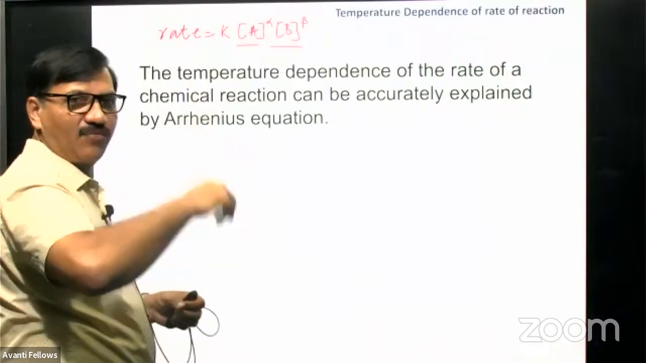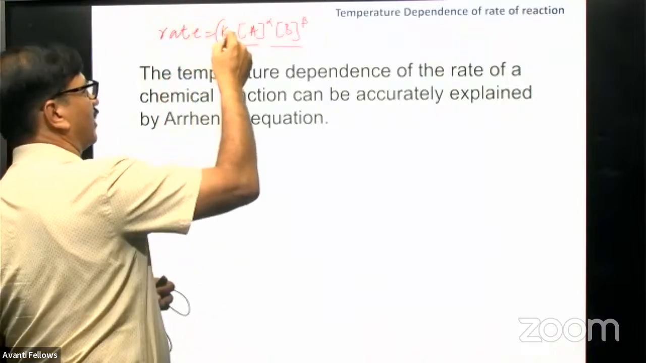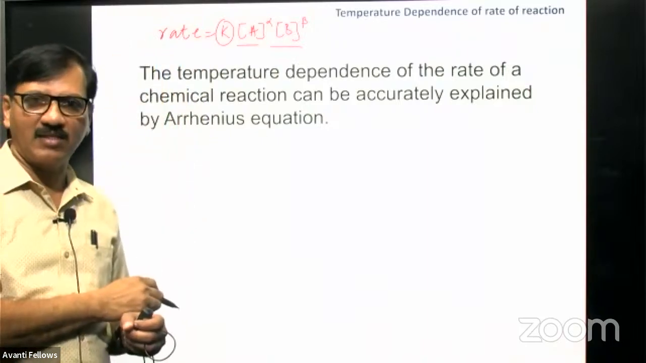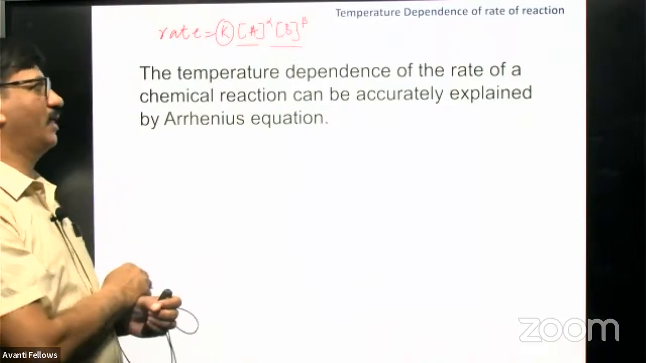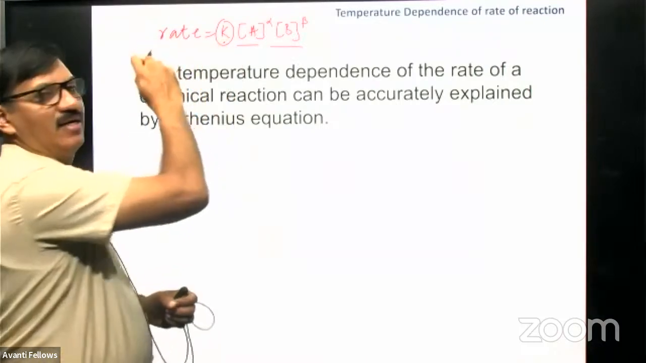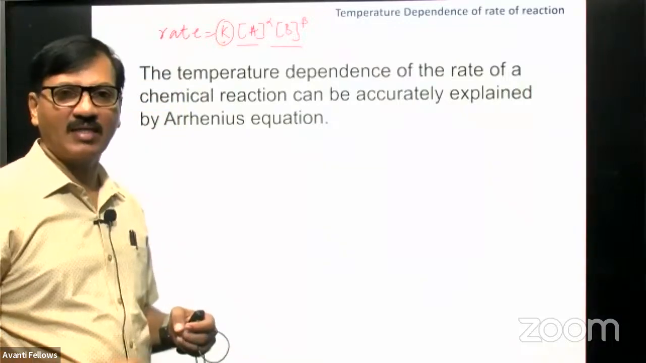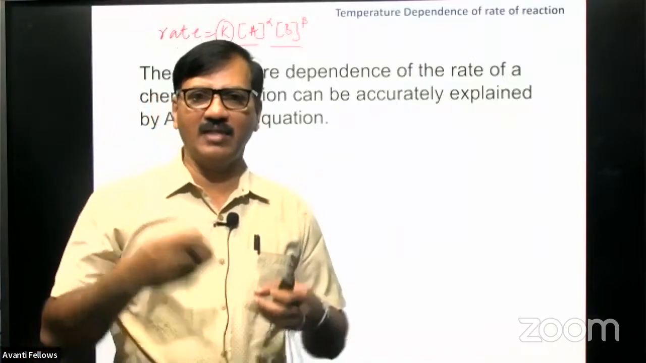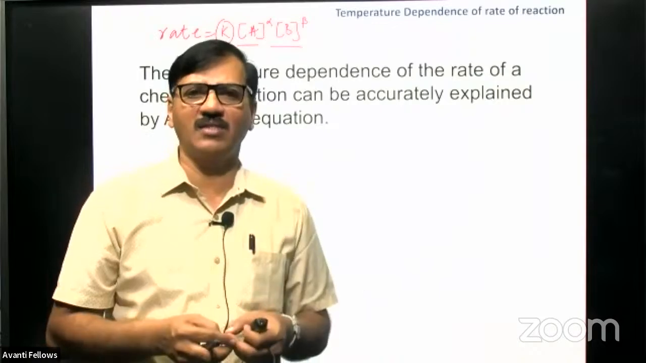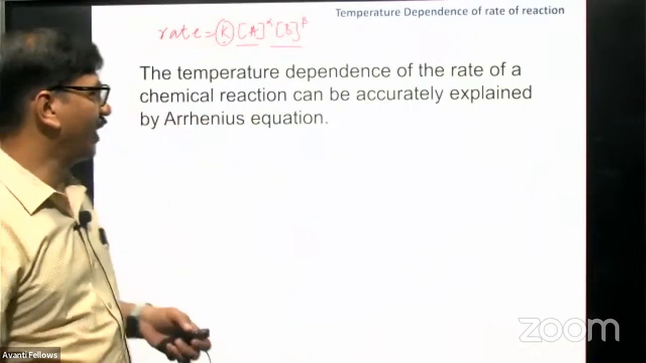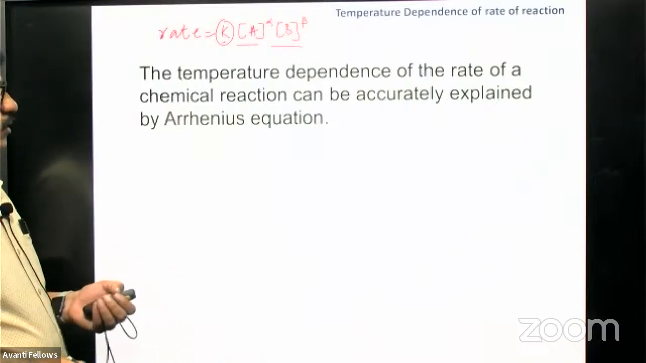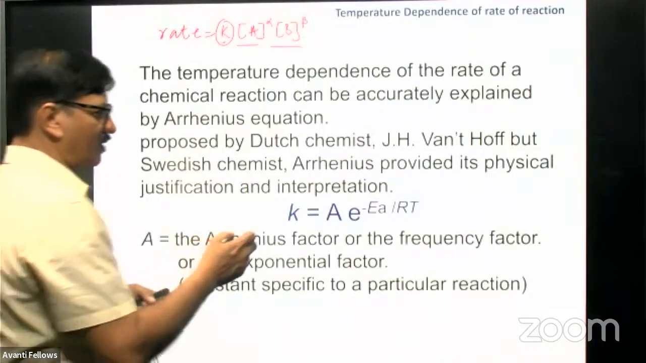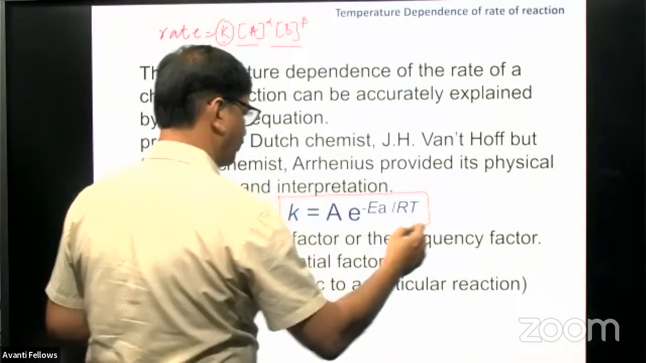If the temperature is changed, the rate constant value changes, and thereby the rate changes. The rate constant increases with increase in temperature because, as we have seen, with increased temperature the number of effective collisions increases, and thereby the rate of the reaction increases. How the temperature affects it, let us try to see from the graph also. This is given by the Arrhenius equation.